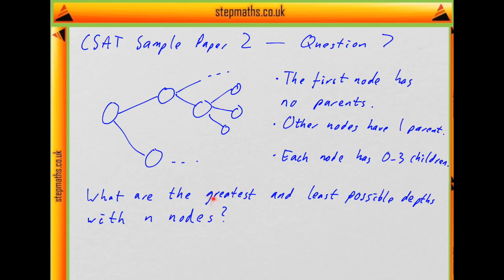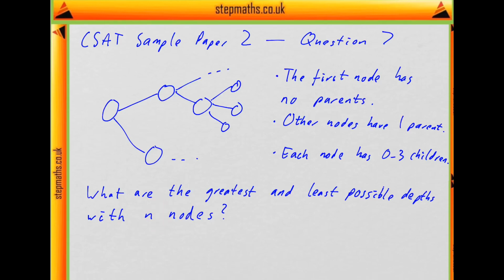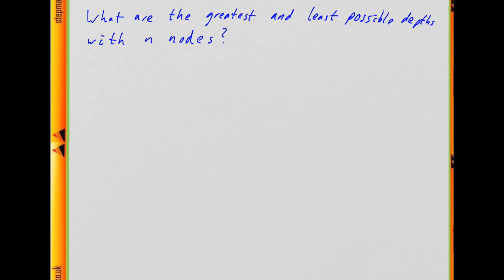Okay, so let's start off with the greatest because that's easy. We have n nodes and we want to make the tree as long as possible, as deep as possible. How do we do it? Well, we just put them all in a straight line. So we just put n nodes all in a straight line and connect each pair together. And in this case, what is the depth? Well, there's n nodes, so there's n minus 1 connections between them, so the depth is n minus 1.